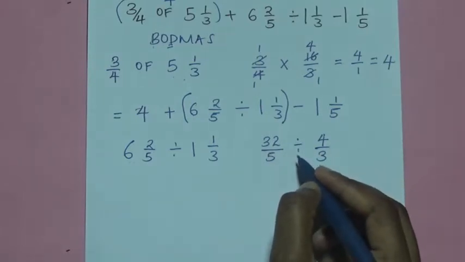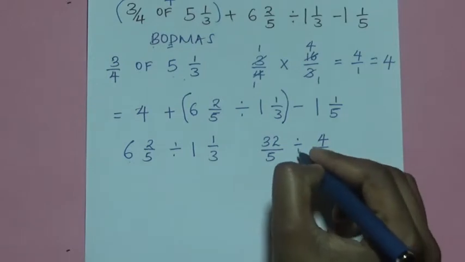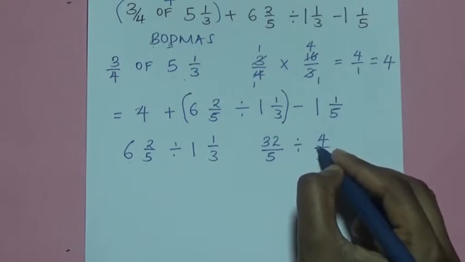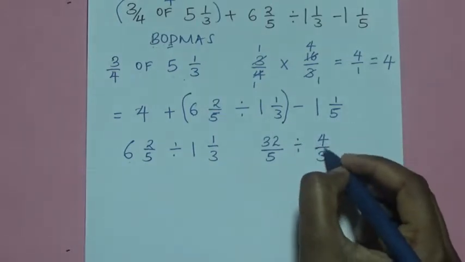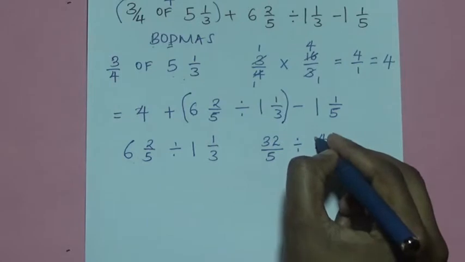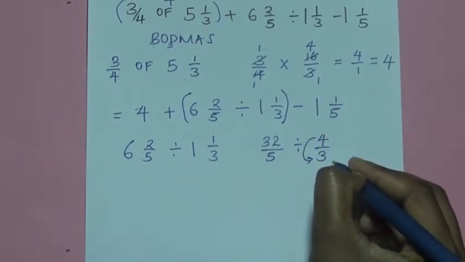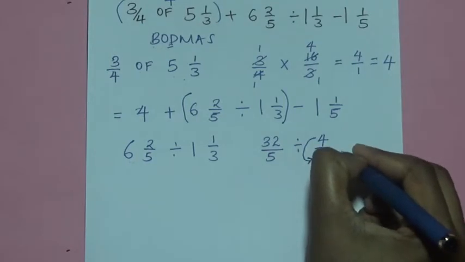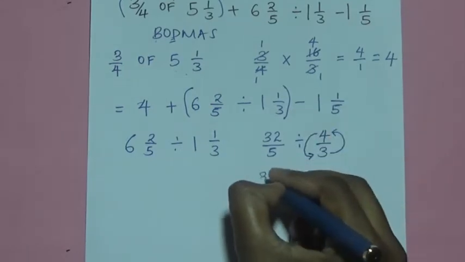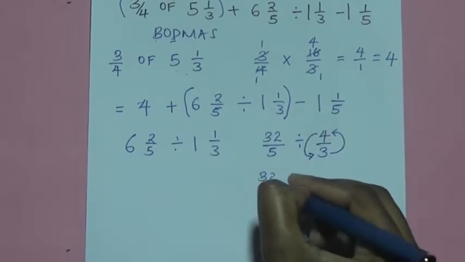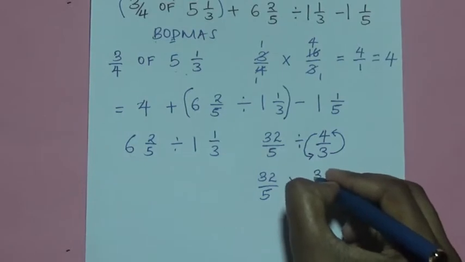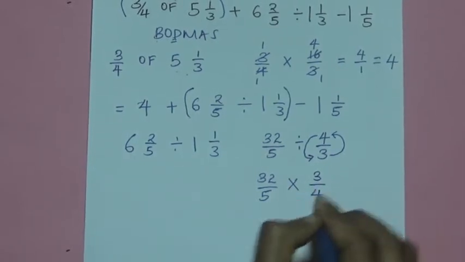Now when you are dividing fractions, we say that you change the division into multiplication, and then you find the reciprocal of the second fraction. The second fraction is 4 over 3. To find the reciprocal, the numerator becomes the denominator, it will go down, and the denominator will go up, becoming the numerator. So we are going to have 32 over 5, change the sign, you multiply by 3 over 4.